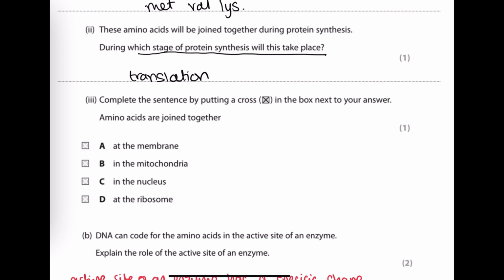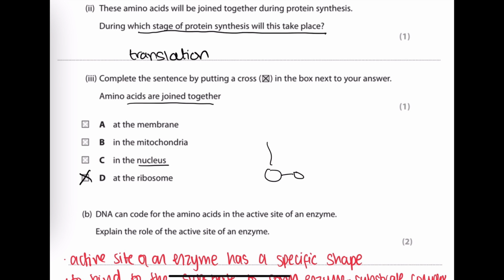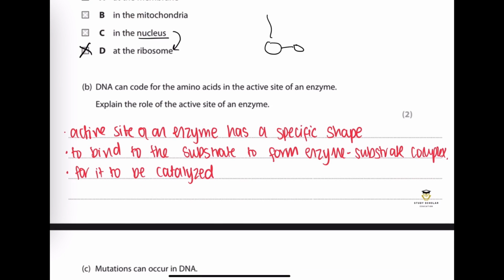Complete the sentence by putting a cross X in the box next to your answer. Amino acids are joined together at the ribosomes. This is where translation occurs, and this is where they come together and join together. In the nucleus, this is where transcription occurs, where the sequence of amino acids in mRNA goes to the ribosomes. So B, DNA can code for amino acids in the active site of an enzyme.